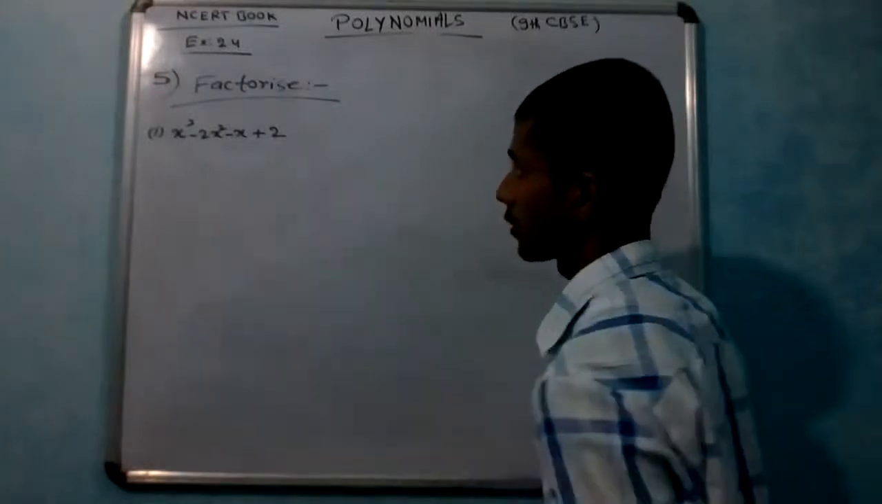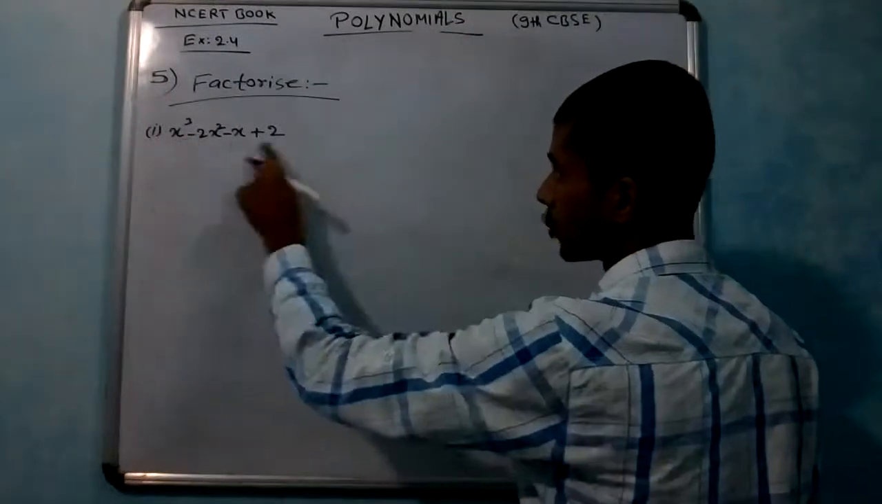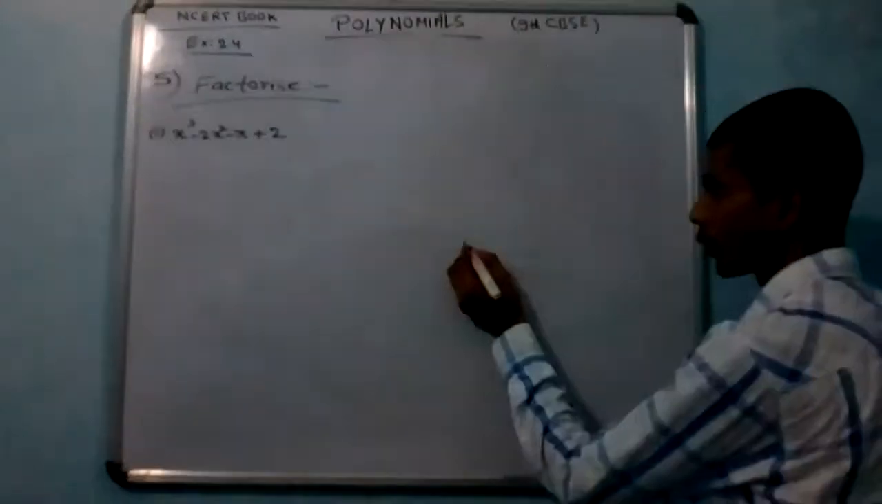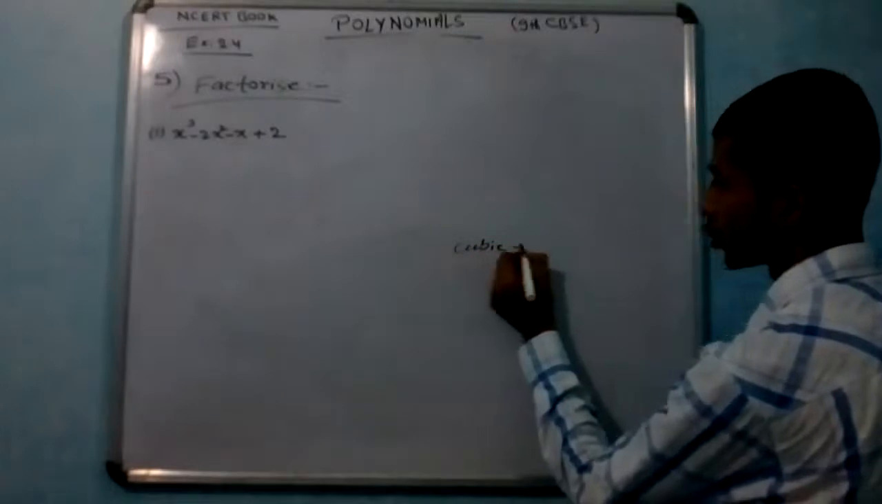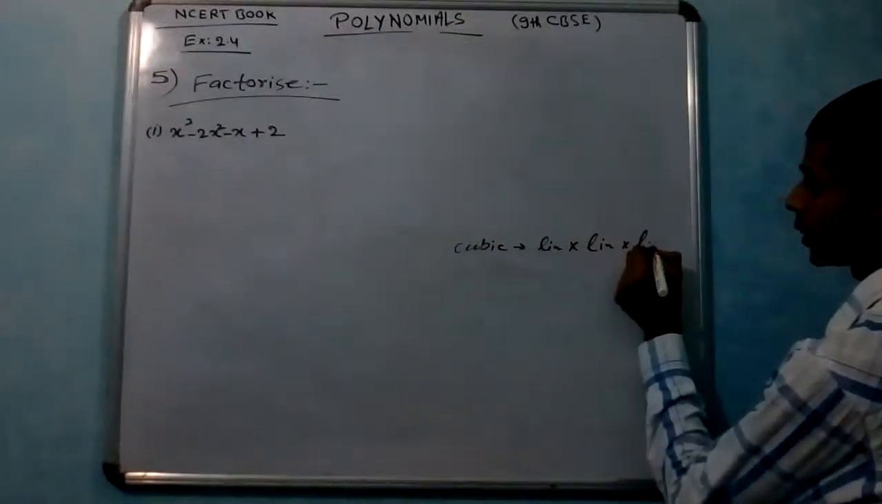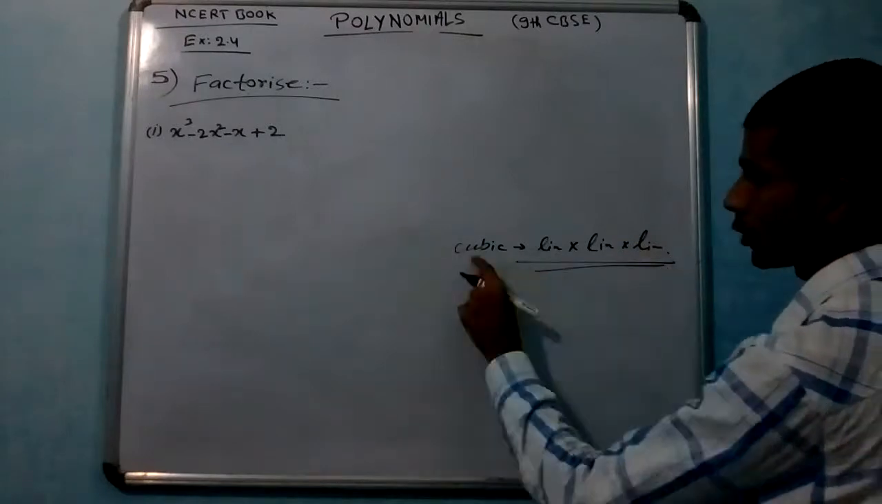Now see here. This is the cubic polynomial. How to factorize this? We know a cubic polynomial will factorize into a linear polynomial, again into a linear, again into a linear. We will get a product of three linear polynomials, no? A cubic polynomial. So how to factorize it?